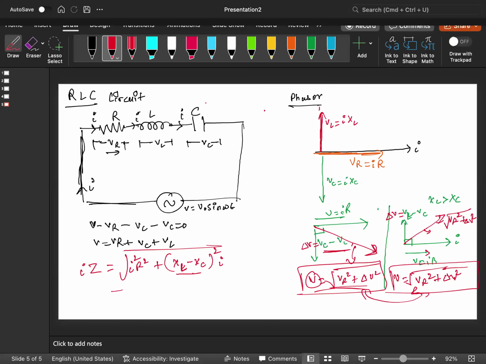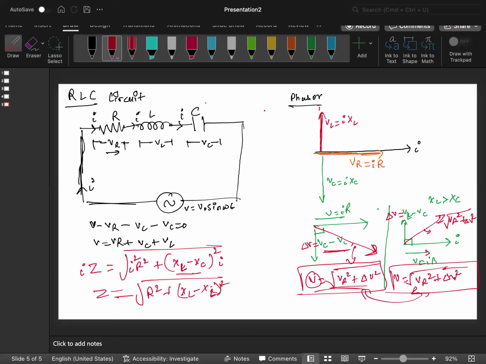Yes, Kirtna. So you can just take the I common out and it will get cancelled. So Z comes out as plus C square. Okay, clear, Kirtna? Any doubt till here?